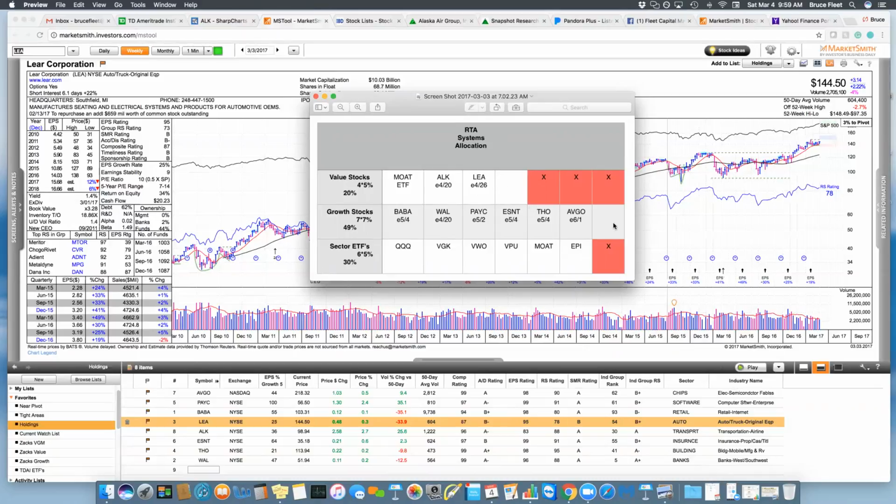So we only have one value stock and one growth stock. And then going back to the sector rotation, this is only done once a week. This is done on Mondays. So, day after tomorrow, I'll go and reevaluate these. So that's the point. I hope that answers a couple of questions.